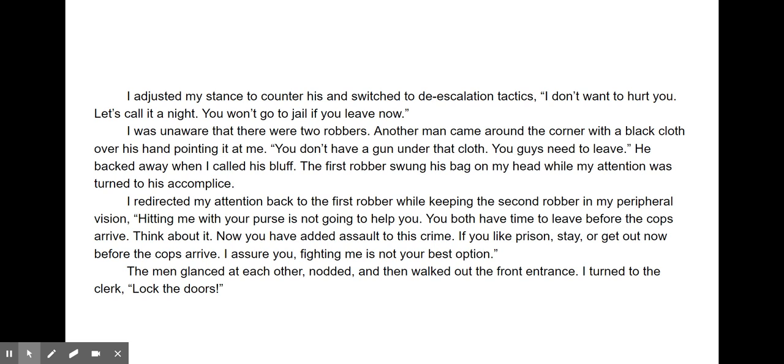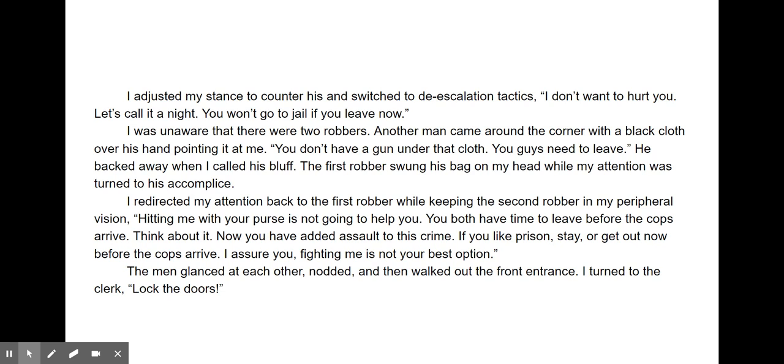You don't have a gun under that. You guys need to leave. He backed away when I called his bluff. The first robber swung his bag on my head while my attention was turned to his accomplice. I redirected my attention back to the first robber, while keeping the second robber in my peripheral vision.